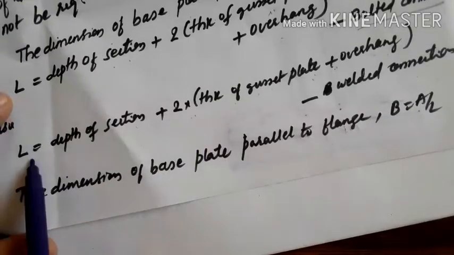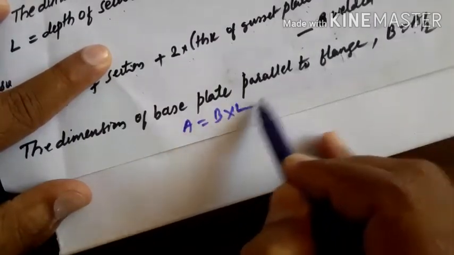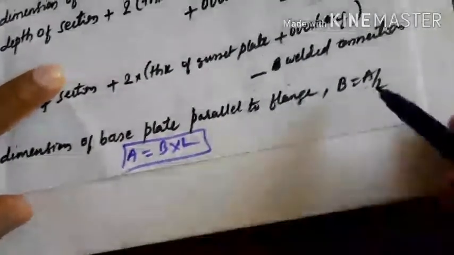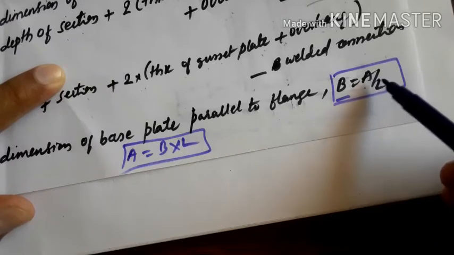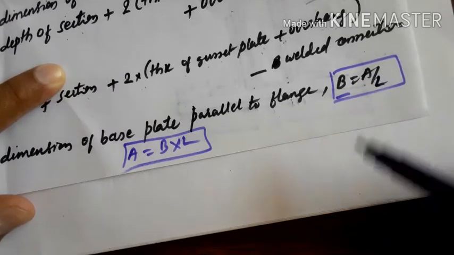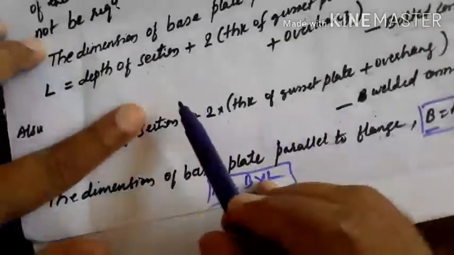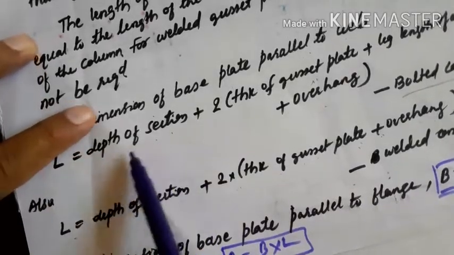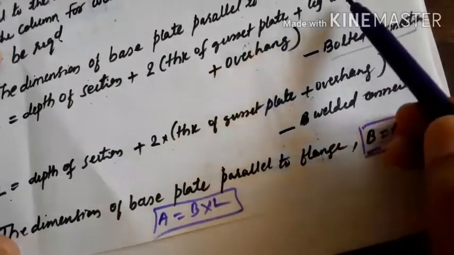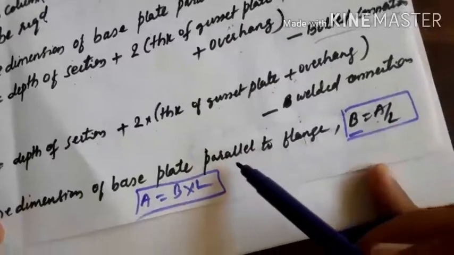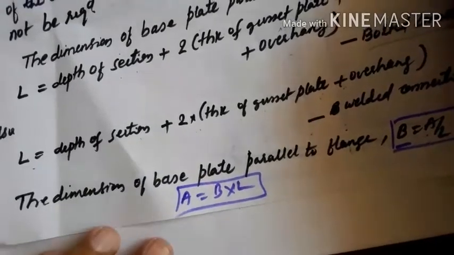So once we get the length, then we know area equals what? B into L. Then B can be easily calculated. It is B equal to A by L, because the area required has already been calculated. Also we have calculated one side dimension, that is parallel to the web, based on the section properties: depth of the section, 2 into thickness of the gusset plate, leg length, overhang. From this we have calculated one dimension, and the other dimension can be easily calculated. I hope you are understanding this one.